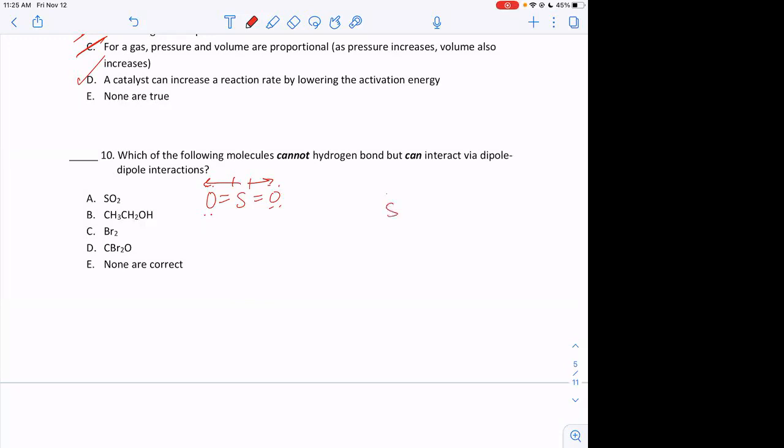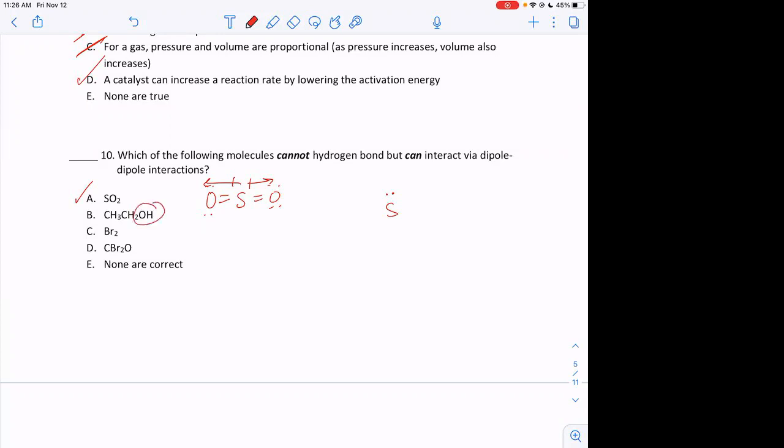And that sulfur had a lone pair. And so if you gave me answer choice A, because it's bent, I accepted that as it could have dipole interactions. Okay. Again, it all goes back to the geometry. So I accepted A.